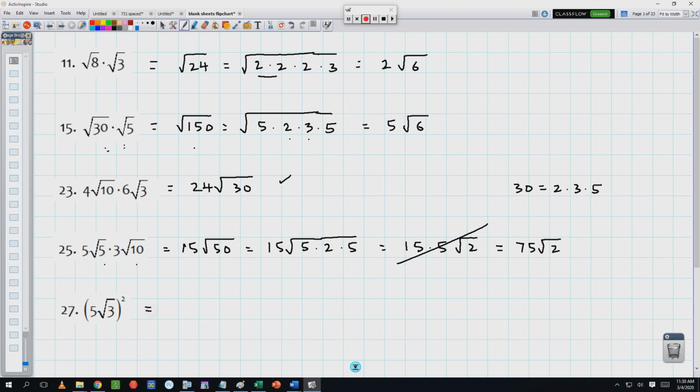5 radical 3 squared means you're taking 5 square root of 3 and you are multiplying it with itself. You do your outside numbers, you do your inside numbers. And 9 is one of those perfect numbers. The square root of 9 is a 3. The radical goes away. 25 times 3 is 75.